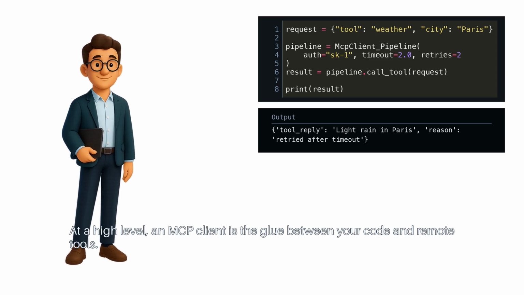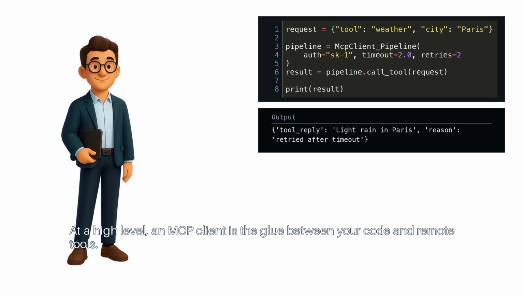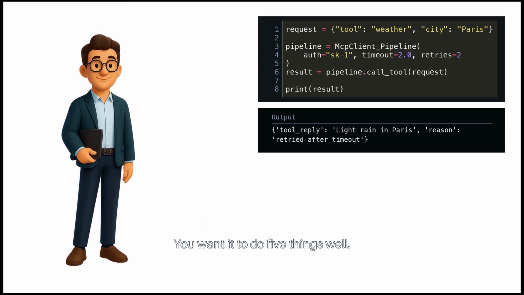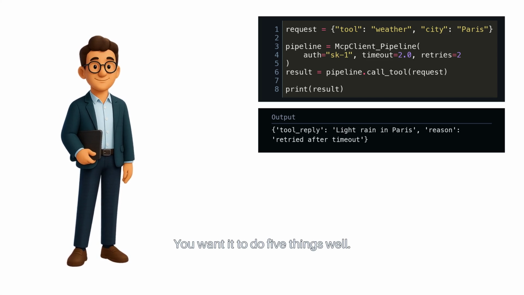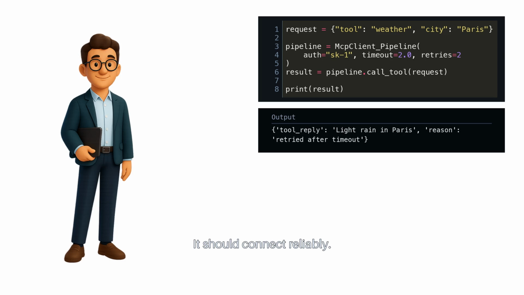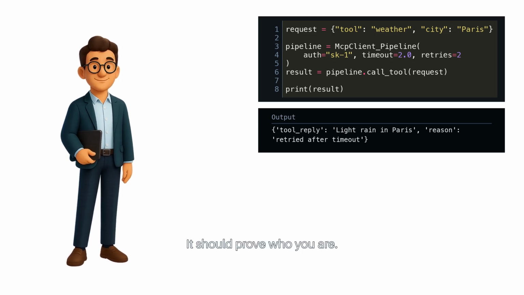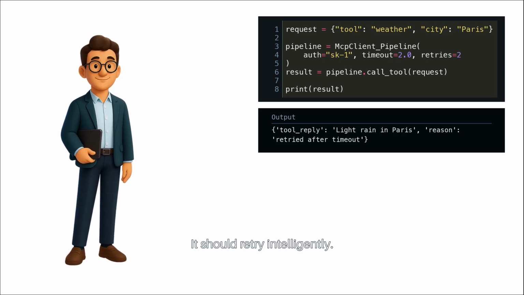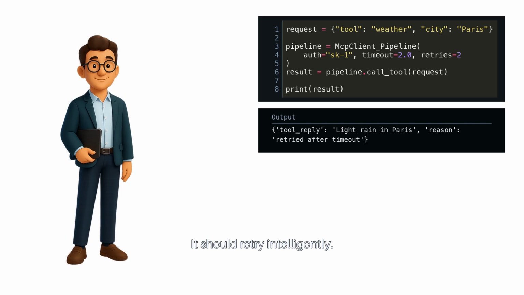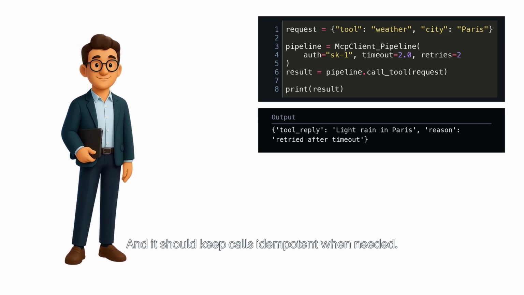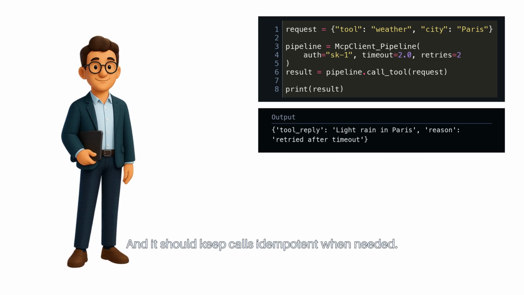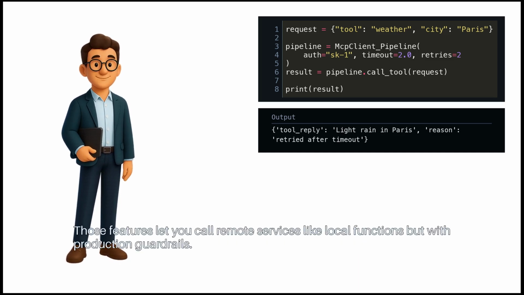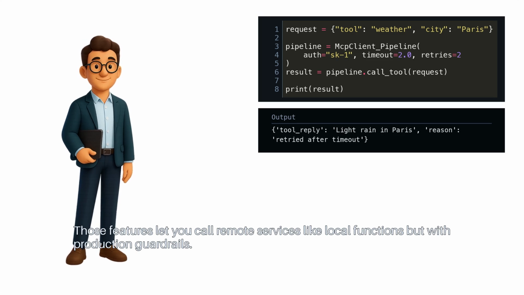At a high level, an MCP client is the glue between your code and remote tools. You want it to do 5 things well. It should connect reliably. It should prove who you are. It should enforce a time budget. It should retry intelligently. And it should keep calls idempotent when needed. Those features let you call remote services like local functions, but with production guardrails.